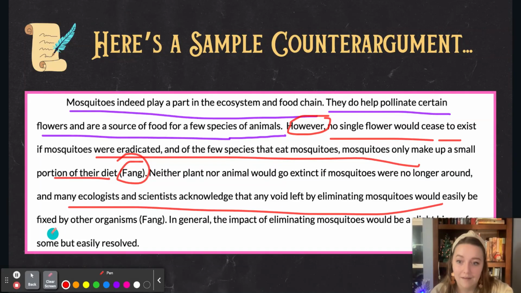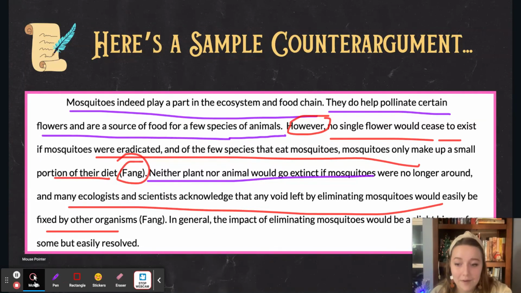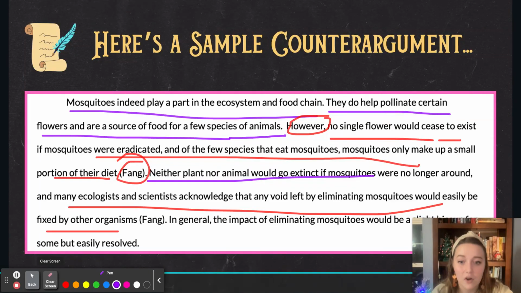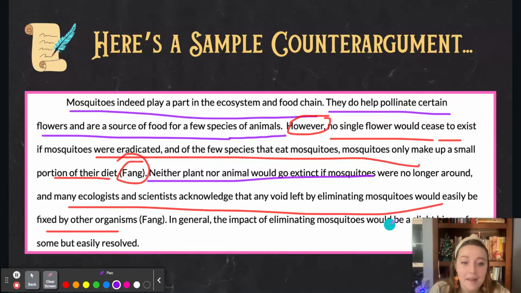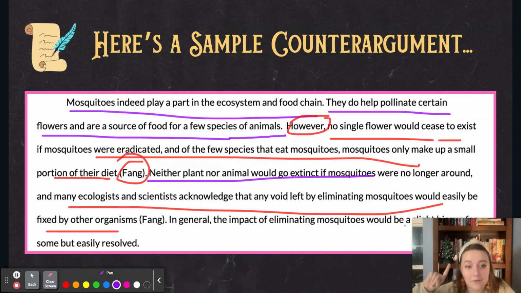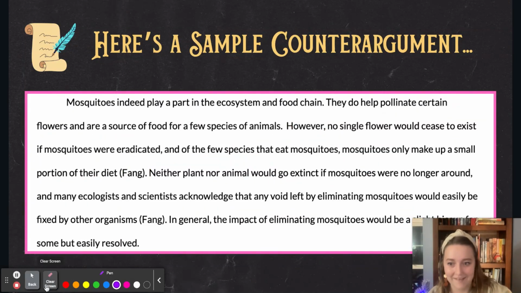Boom. There's another piece of evidence, and I also explain here that nothing's going to get hurt if they die. In general, the impact of eliminating mosquitoes would be slightly bothersome but easily fixed. So I acknowledge that the other side believes mosquitoes are part of the food chain. And then I'm like, not really, though. All right. Okay, let's keep moving.